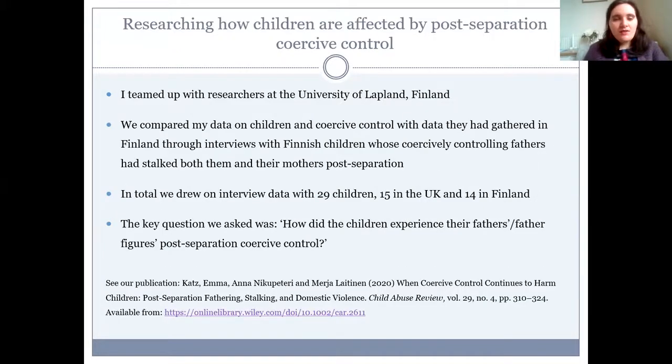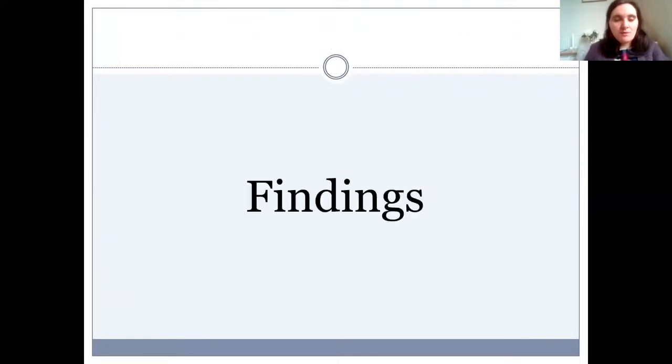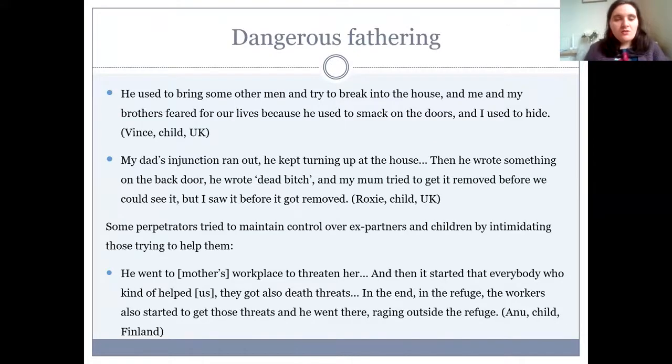And I teamed up with researchers at the University of Lapland in Finland. We compared my data on children and coercive control with data they'd gathered in Finland through their interviews with Finnish children. And in total, we drew on interview data with 29 children, and we looked at how these children had experienced post-separation coercive control. And this is what we found. So some children described this really dangerous behavior from their fathers post-separation.